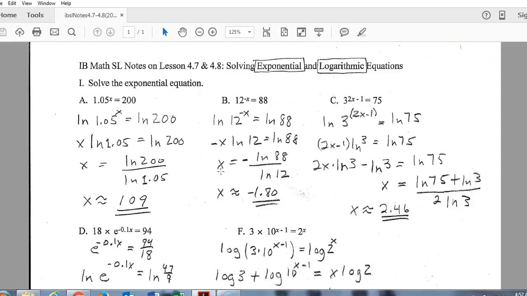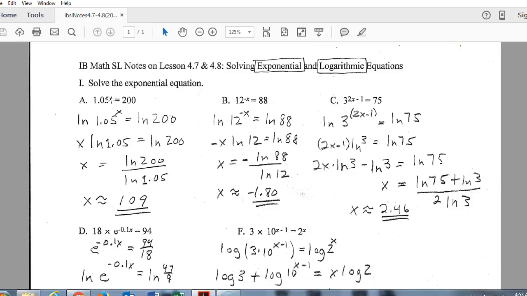The other common approach would simply be change forms. So if currently I'm in exponent form like this one is, I can just rewrite it into log form. That would also put x by itself, and then you can go straight to the calculator. So if I were to do that, I would have the log with a base of 1.05 of 200 equals x. By putting it into log form, I have the log base 1.05 of 200, and I got x on the other side.